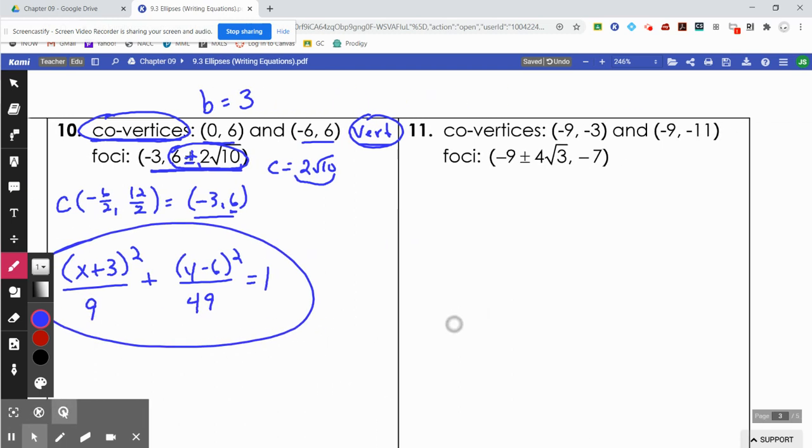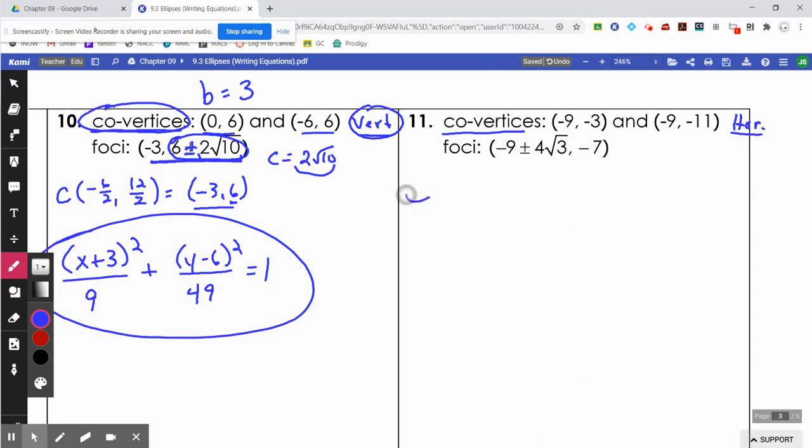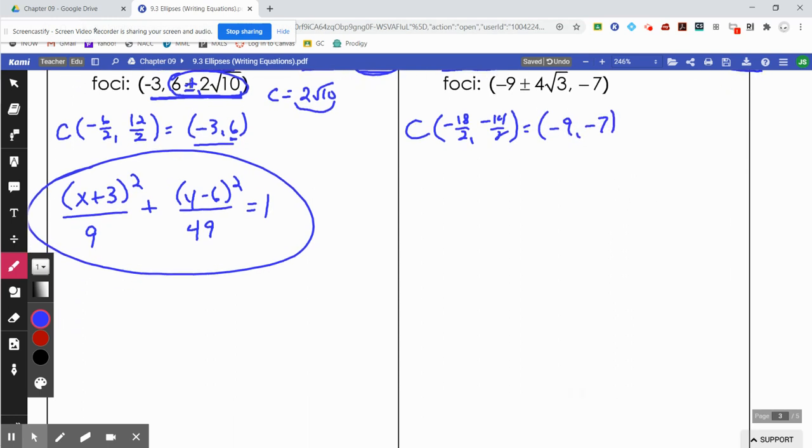Number 11. You have co-vertices at -9, -3, and -9, -11. Those are vertical of each other, but those are the co-vertices. So that means your vertices will be horizontal of each other. This is a horizontal ellipse. The center, add your x's, divide by 2. Add your y's, divide by 2. So your center is located at -9, -7. So let's go ahead and start our equation. That'd be x plus 9 squared and y plus 7 squared equals 1.